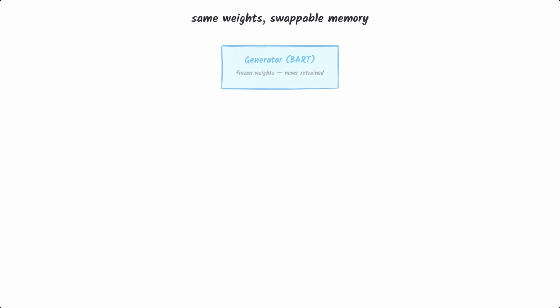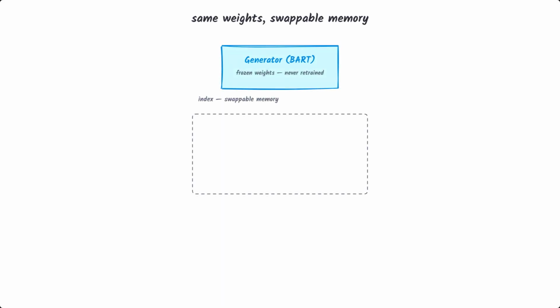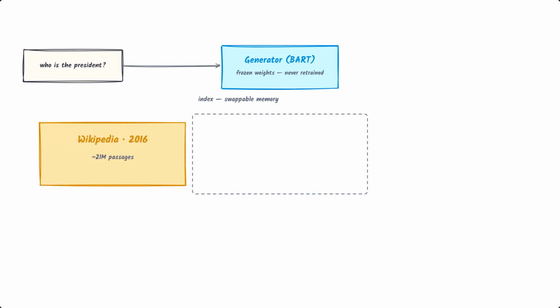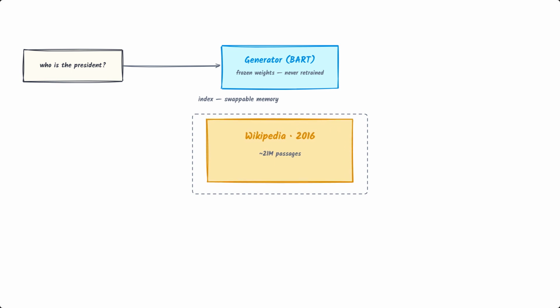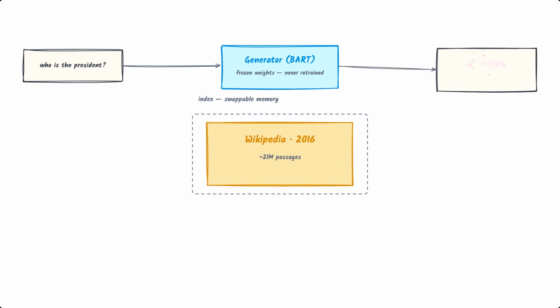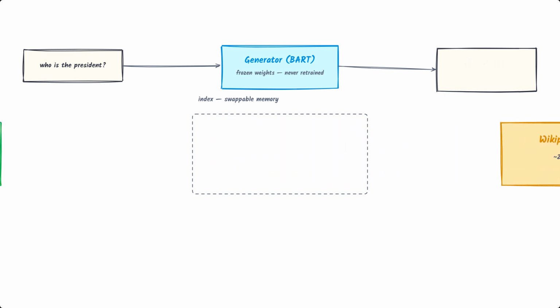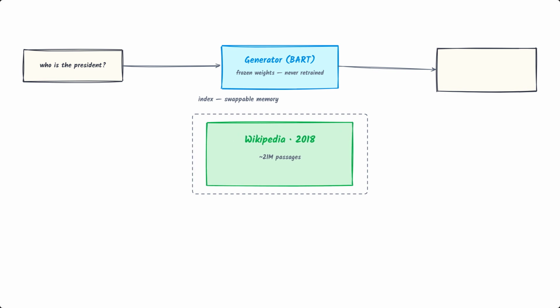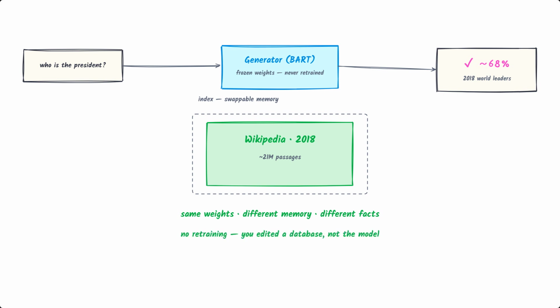Now the payoff that makes this special. Because the knowledge lives in a swappable index, not in the weights, you can update what the model knows by literally replacing the index, with no retraining at all. The authors proved it. Build one index from 2016 Wikipedia and one from 2018. Then ask about world leaders who changed in between. With the 2016 index, it answers 2016 leaders correctly. Hand it the 2018 index, and it answers 2018's. Same weights, different memory, different facts. Try that with a closed book model, and you'd be fine-tuning for a week.